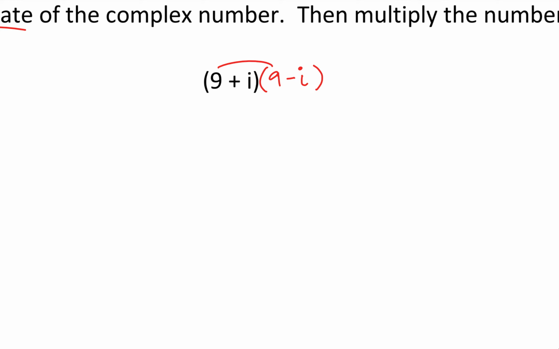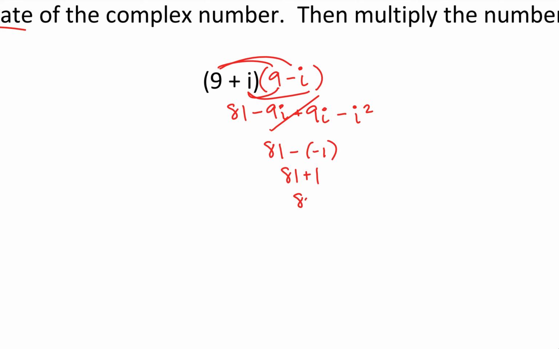So we're going to multiply it out. We should get 9 times 9 is 81. 9 times negative i is minus 9i. Multiply i and 9 to get a positive 9i. Negative i becomes a negative i squared. These two things cancel each other out. Anytime you're multiplying by its conjugate, the middle term should always cancel out, so that you get 81 minus, instead of i squared, I'm going to place my negative 1. This becomes 81 plus 1, which of course is 82.